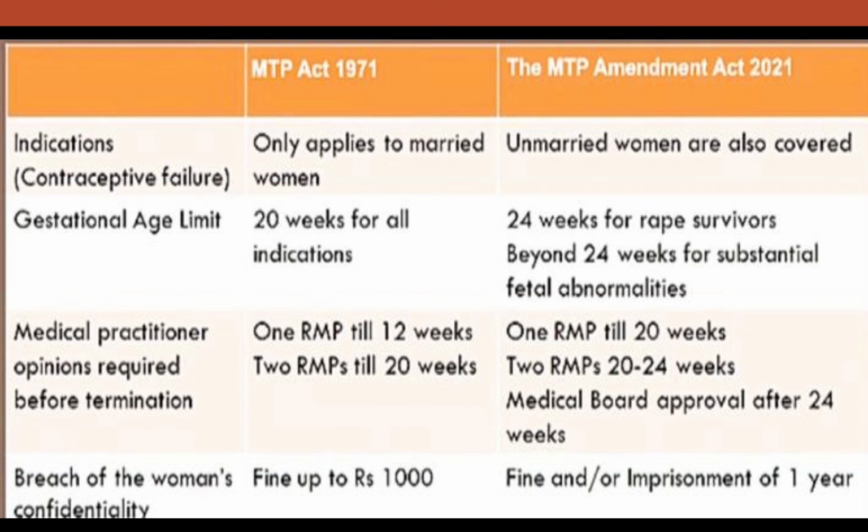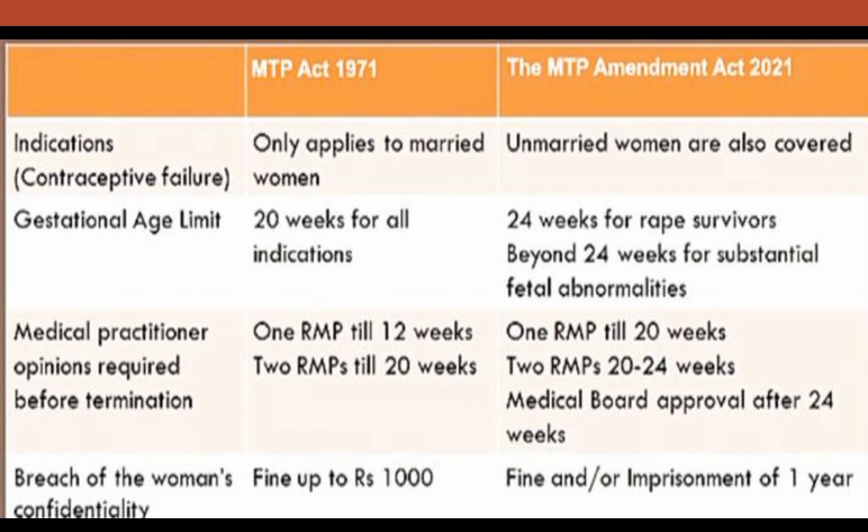Previously we have seen that one RMP was needed if the gestational age of the fetus was up to 12 weeks. Here, if it is up to 20 weeks, the opinion of one RMP is enough to perform the MTP. In 1971, if the gestational age is 12 to 20 weeks, then the opinion of 2 RMPs was required. Here, if the gestational age is 20 to 24 weeks, the opinion of 2 RMPs matters. And medical board approval will be needed if the gestational age of the fetus is beyond 24 weeks in case of substantial fetal abnormality.